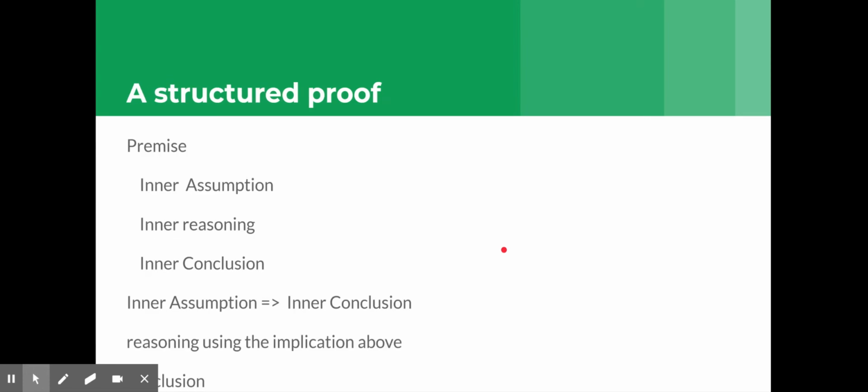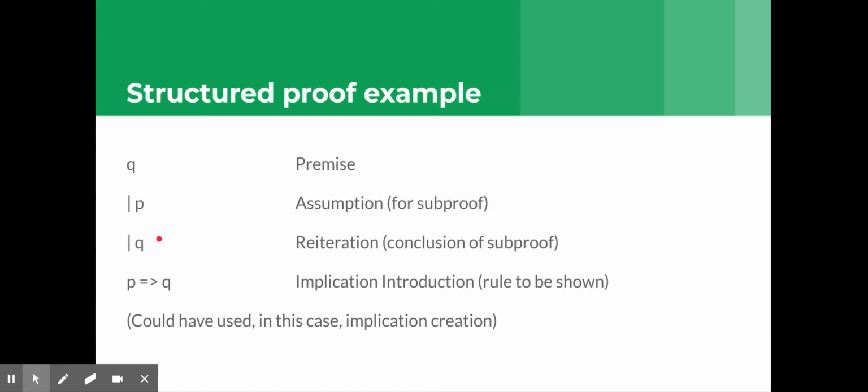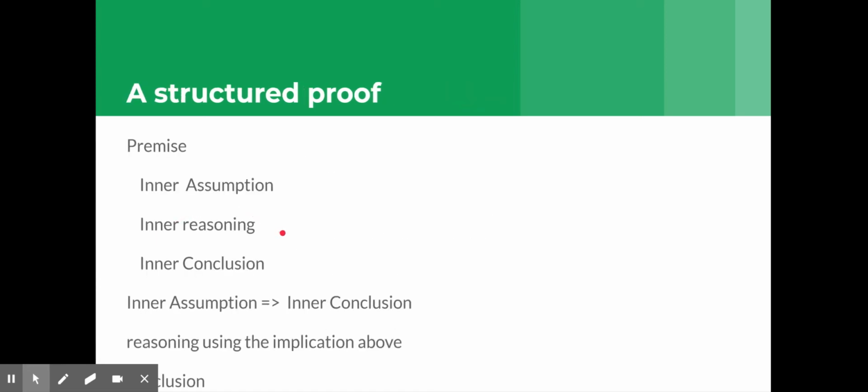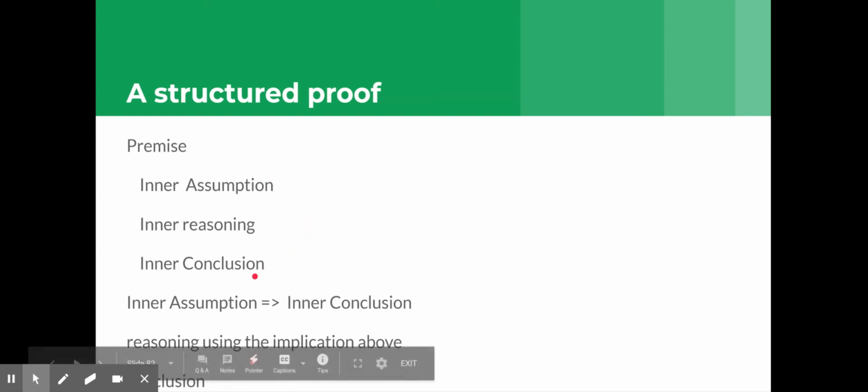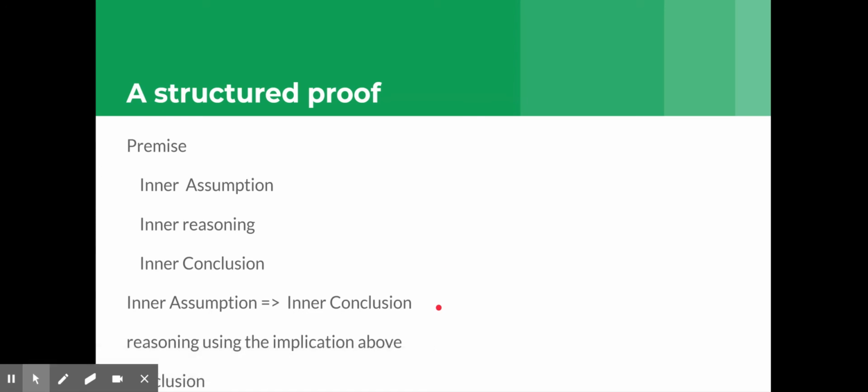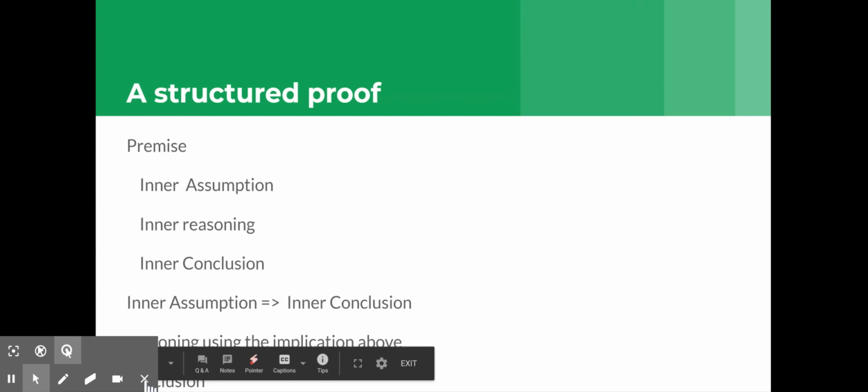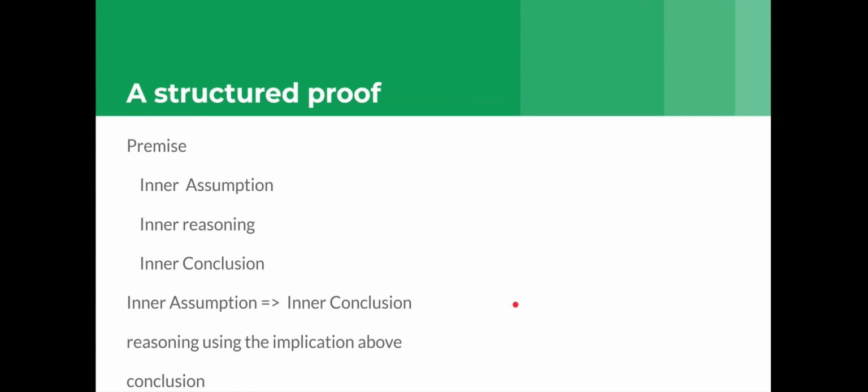And so a structured proof starts with a premise, and then it will have an inner assumption and do inner reasoning. This just means an assumption and reasoning that happens inside our proof. And then there's a conclusion that I will call an inner conclusion. Then that inner assumption implies the inner conclusion. And that's what we are then able to use after we've completed the inner proof. We then use reasoning using that implication, and then we come to a conclusion. That is the structure of a structured proof in a little bit more detail.